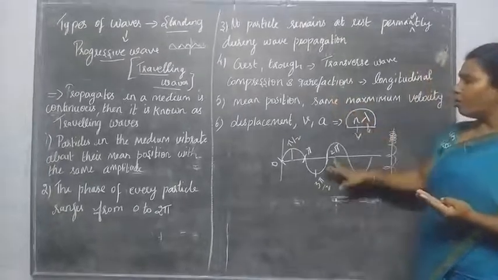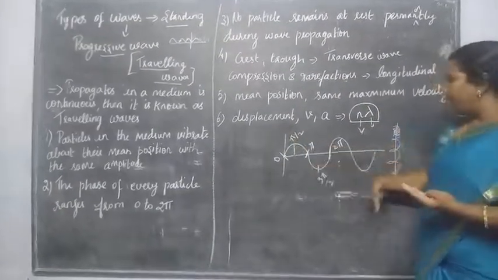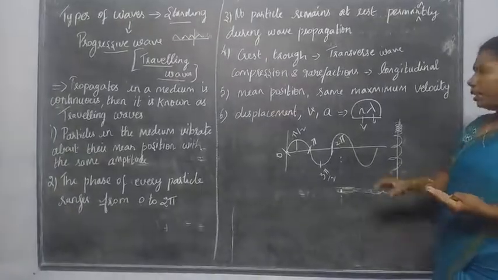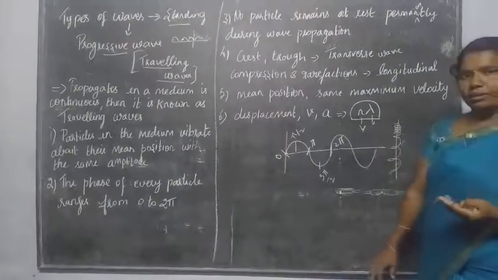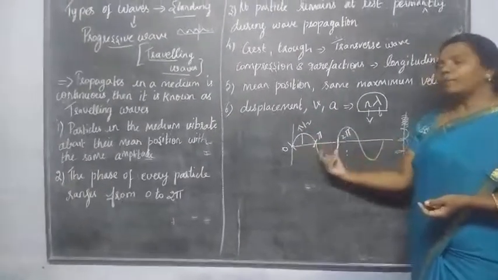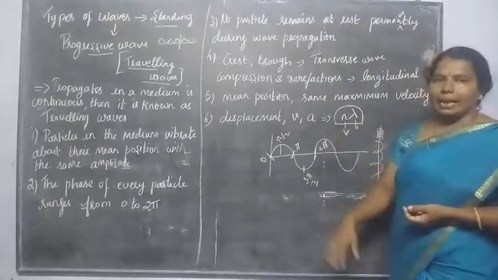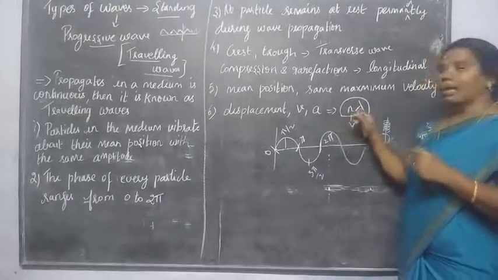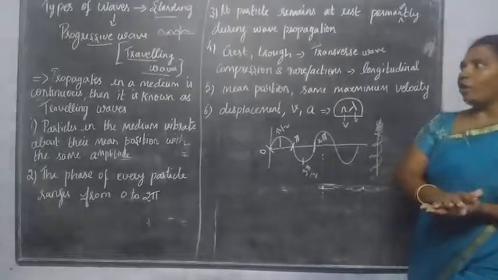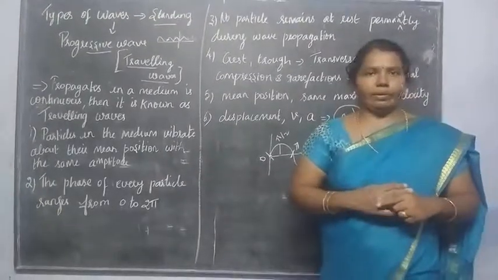And then what is the fourth? In transverse waves you can differentiate crest and trough. In longitudinal waves you can differentiate compression and rarefaction. Similarly, in the fifth point, the displacement, the velocity term, and the acceleration can be differentiated by n lambda, where n is an integer and lambda is the wavelength. Can you got it, ma? So these are the important properties of the progressive waves.